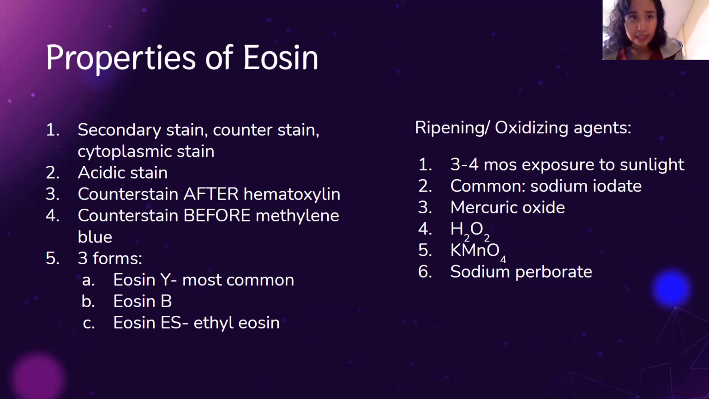And it's acidic. So the most common eosin are your eosin Y, eosin B, and eosin ES. So Y means yellowish, B means bluish, ES means ethyl eosin. So may pagka-alcoholic eosin. So ikaw na ang bahalang pumili dyan. But the most common used is eosin Y or eosin yellowish. But yun naman yung ripening agents ko.